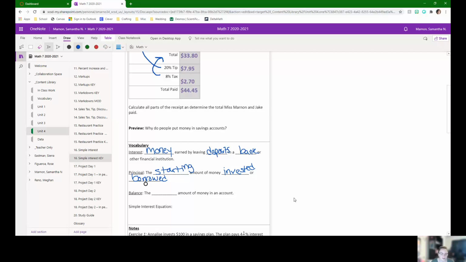The balance is just the total amount of money in an account. So if you ever hear people talking about balancing a checkbook, they're talking about figuring out how much money total you have after all the money you spent or earned or put in your bank account, took out of your bank account. The total amount in an account is called your balance.